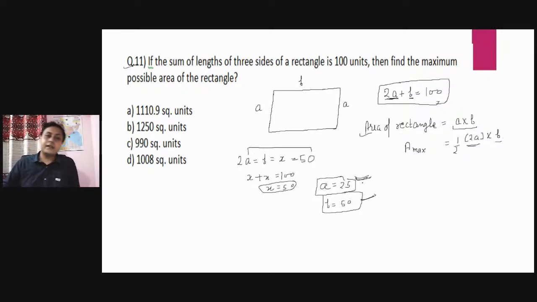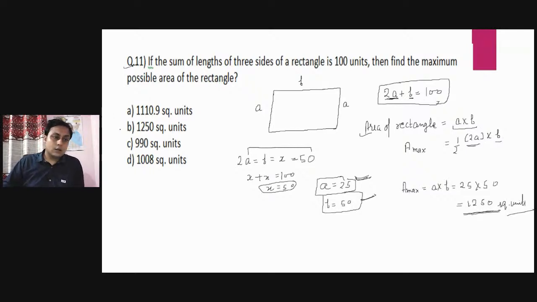Right? We will get the maximum possible area of this rectangle at A equals 25 and B equals 50. Question over. So guys, the maximum area of rectangle should be A into B, that is 25 into 50. It comes out to be 1250. 25 into 5 is 125, into 10, basically 1250 square units. Right, good question. But you must know this concept to solve such type of questions. Basically, this question is a part of maxima minima chapter.